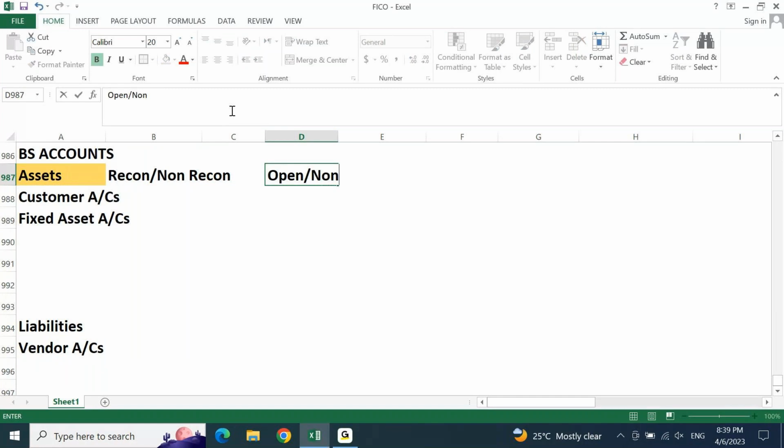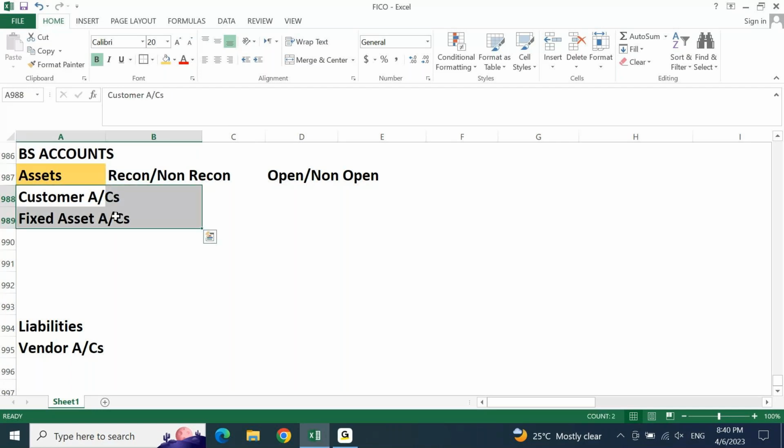Open, non-open. What is open, non-open? Customer open. Open means items. Open items and non-open items. First segregation: reconciliation account, non-reconciliation account. You have classified the reconciliation accounts, which means apart from this, everything is non-reconciliation account. Am I correct? In assets, if you take out customers, if you take out fixed assets, everything is non-reconciliation account, direct postings.